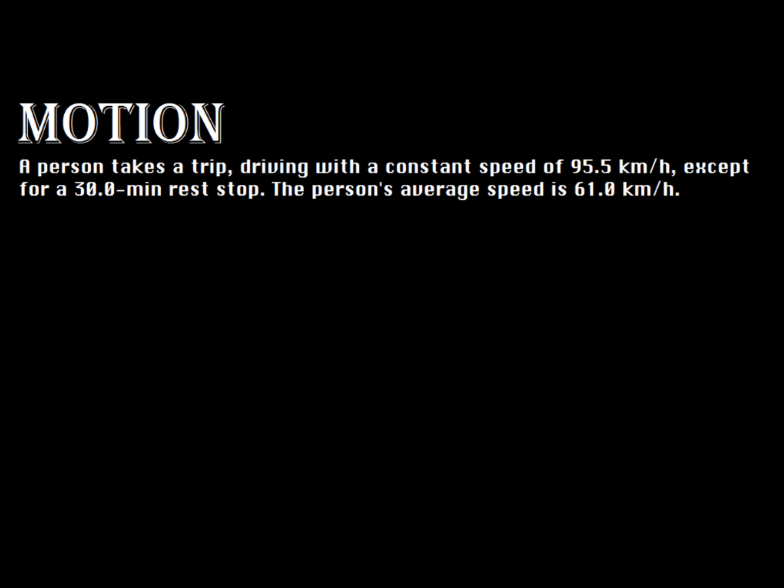A person takes a trip, driving with a constant speed of 95.5 kilometers an hour, except for a 30-minute rest stop. The person's average speed is 61 kilometers an hour. A. How much time is spent on this trip?